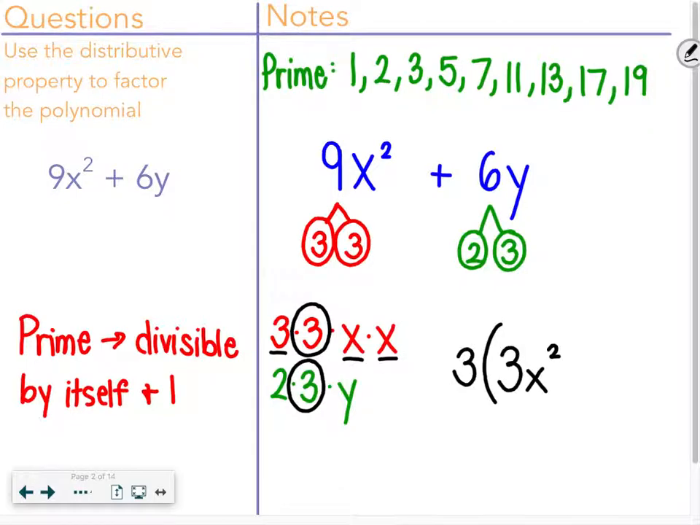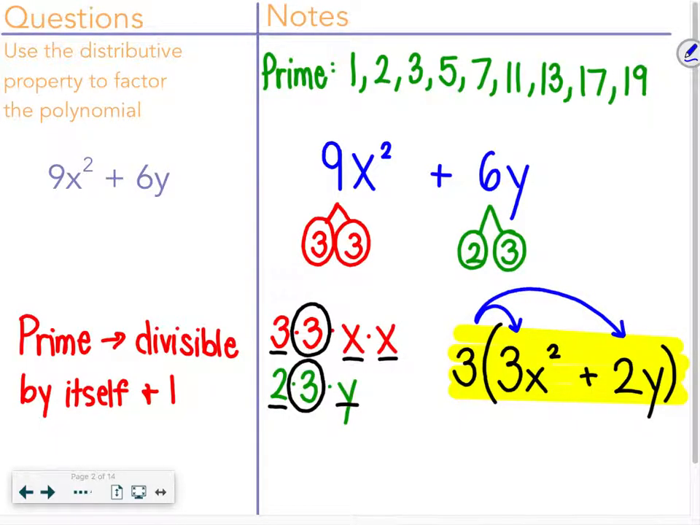In our bottom group, we didn't circle a 2, and we didn't circle this y. So you're going to put 2y there. This is your answer. So 3 was your greatest common factor in both 9x squared and 6y. And if you multiply 3 by 3x squared and 2y, you'll get your answer. If you multiply 3 by 3x squared, you're going to get 9x squared. If you multiply 3 by 2y, you're going to get 6y, which is what we started with.